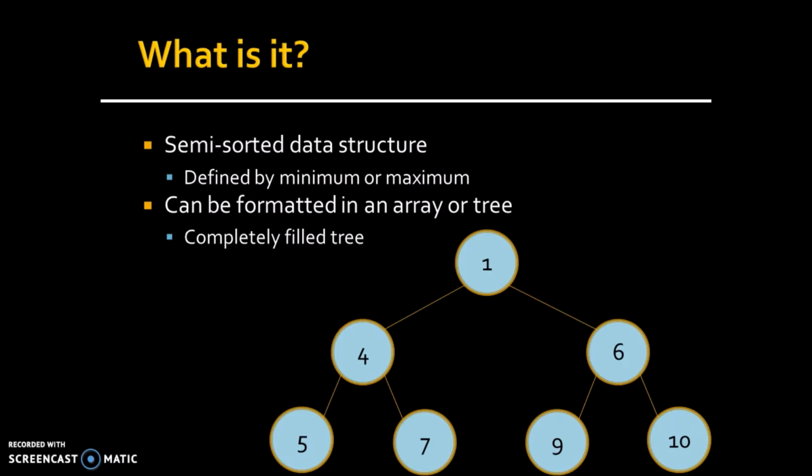What is a binary heap? A binary heap is a semi-sorted data structure defined by a minimum or a maximum. It can be formatted in an array or a tree. For the purposes of this video, we will be discussing the binary heap tree.